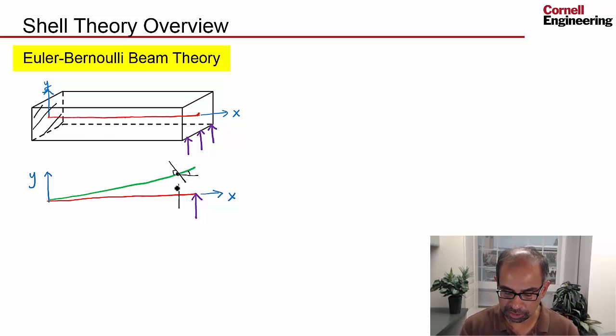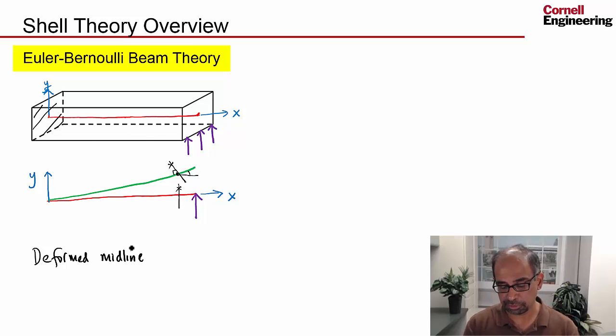And that means that if I have a point like that on the cross section, it'll go over here, and if I know the deformation of the midline as well as the slope, then I can back calculate where that point moves. So it reduces to figuring out what is the deformed state of the midline.